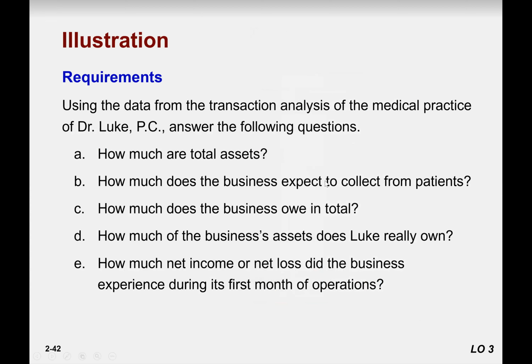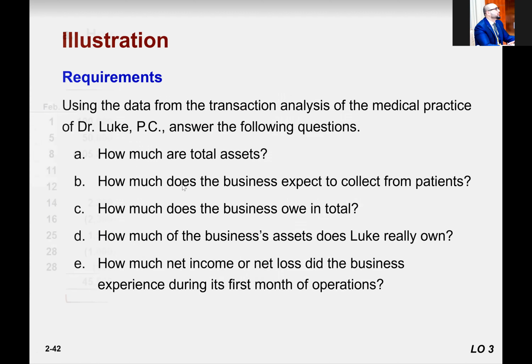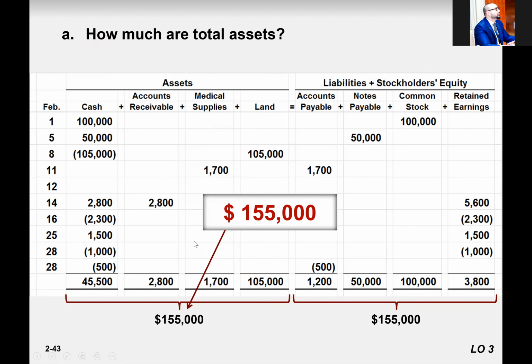And now tell me one thing. After having all this solution, what did you find? How much are the total assets? So remember the equation, assets is equal to liabilities plus owner's equity. The complete left-hand side would be your total assets, which we just completed, 155,000. Right, guys?